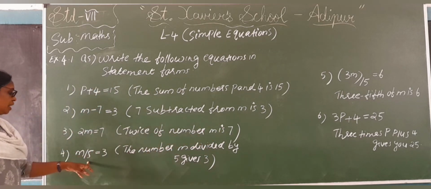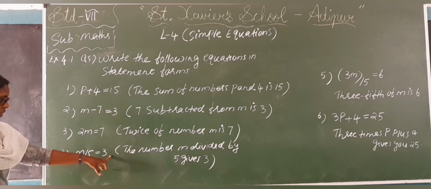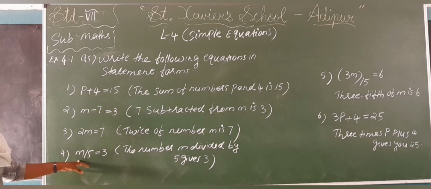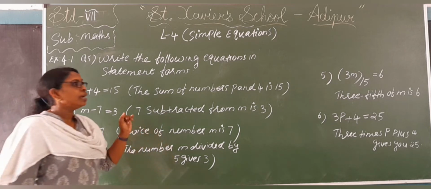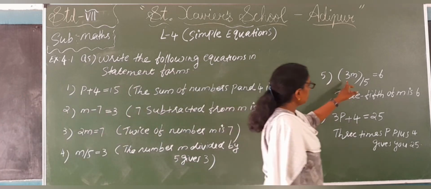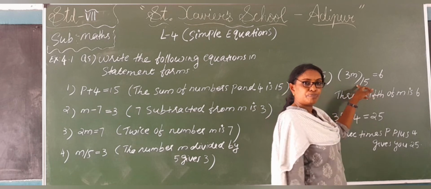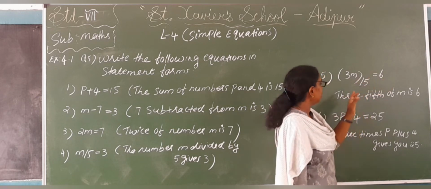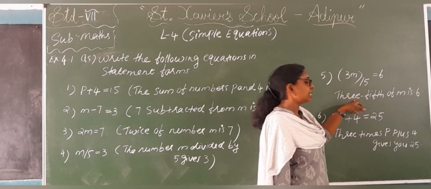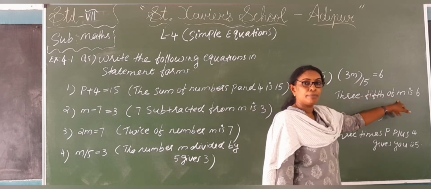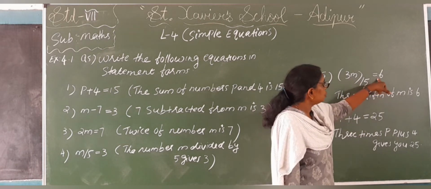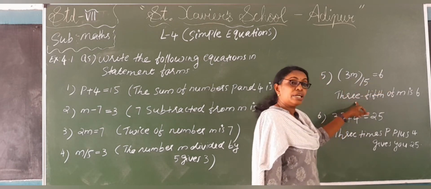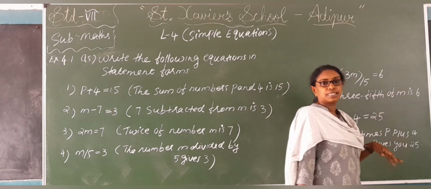And m divided by 5 is equal to 3. So the number m divided by 5 gives 3. And next, 3m by 5 is equal to 6. So 3/5 of m is 6.